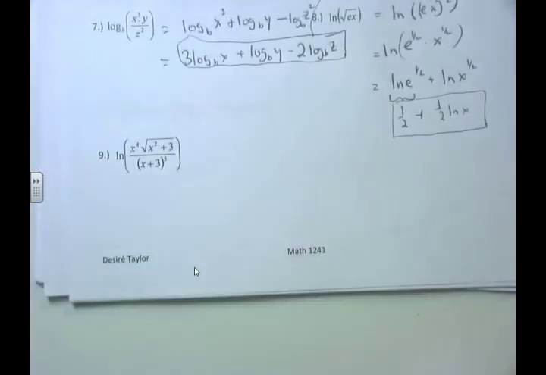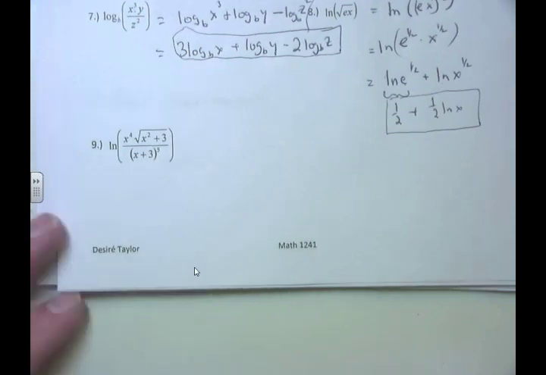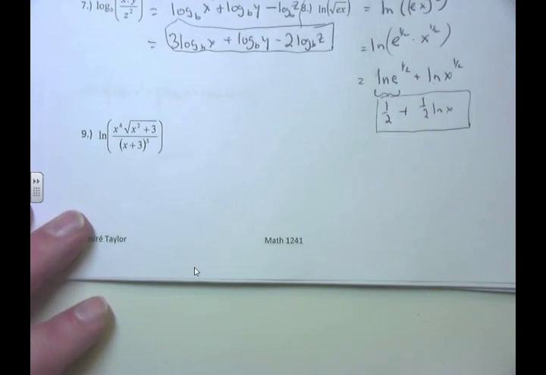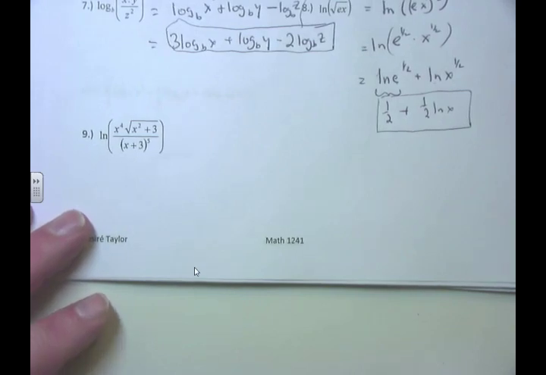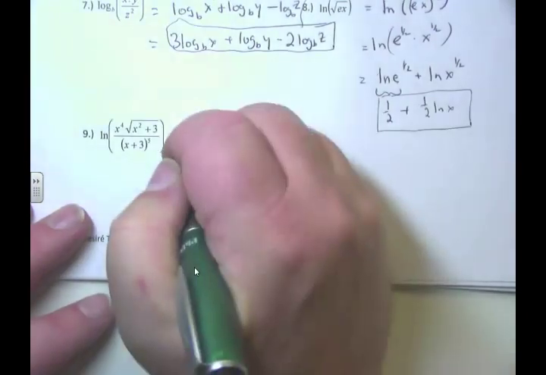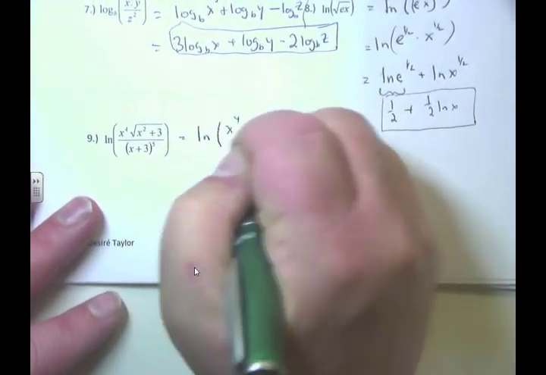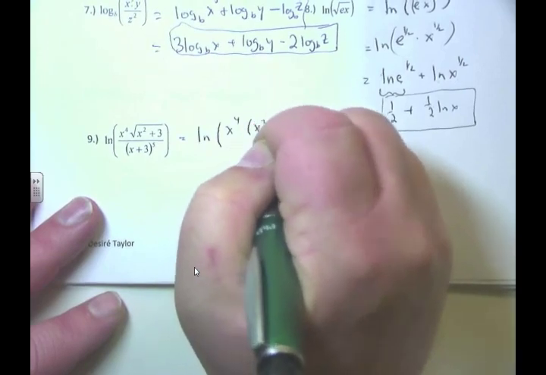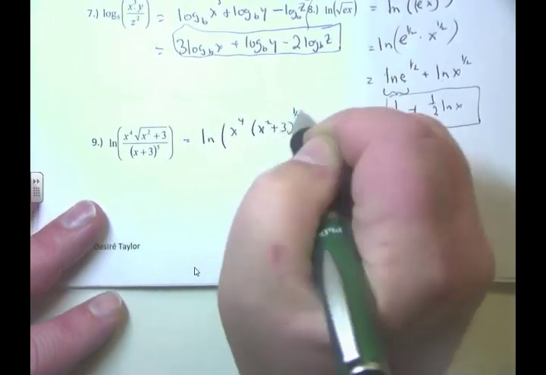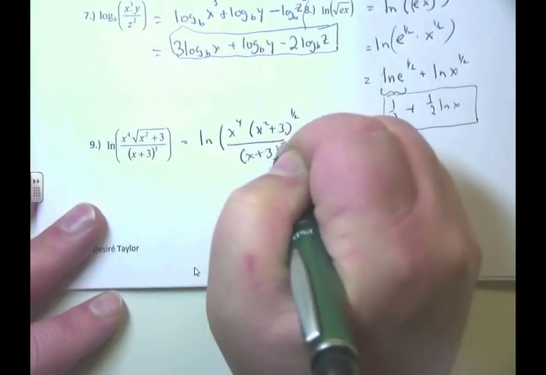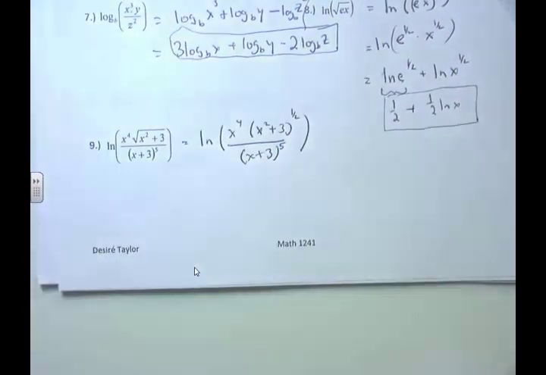And again, a lot of these problems I stole off WebWork, so pay close attention to this. Simplify the next guy. The natural log of x to the 4th times the square root of x squared plus 3, divided by x plus 3 to the 5th. This is equal to, first off, I don't do square roots. Natural log of x to the 4th times parentheses x squared plus 3 to the 1/2 power, divided by x plus 3 to the 5th power.